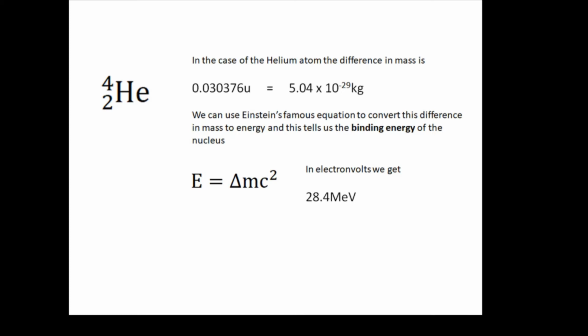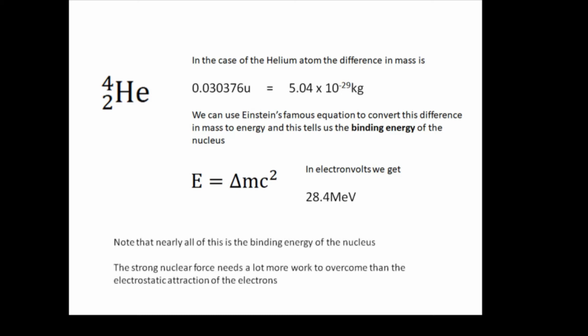You can do this yourself if you change u to kilograms, then do E equals mc squared, then change it to electron volts. You should get 28.4 mega electron volts as the binding energy of a helium atom. Note that nearly all of this binding energy is the binding energy of the nucleus. The work needed to take the electrons away is tiny, about 10 electron volts. It's not a great deal at all. The mega electron volts is for pulling the nucleus to bits, because you have to overcome the strong nuclear force. So the binding energy of the atom is just about all the binding energy of the nucleus.